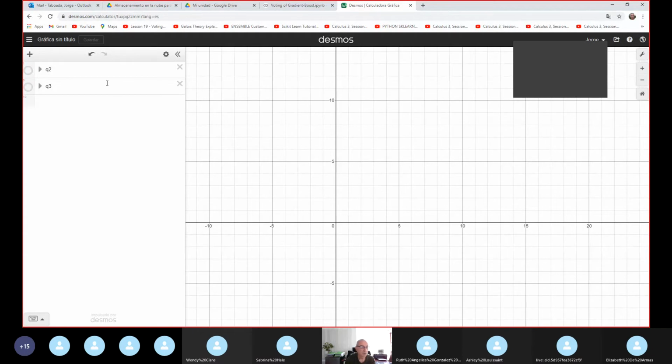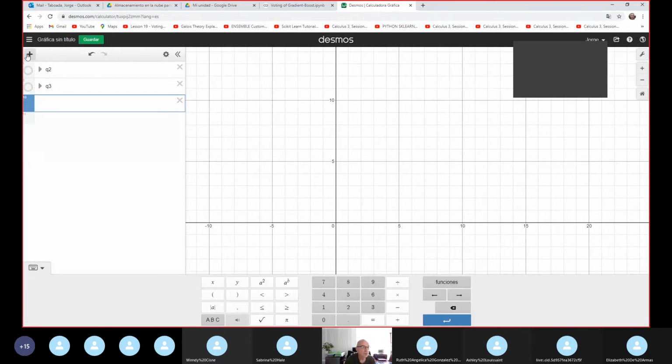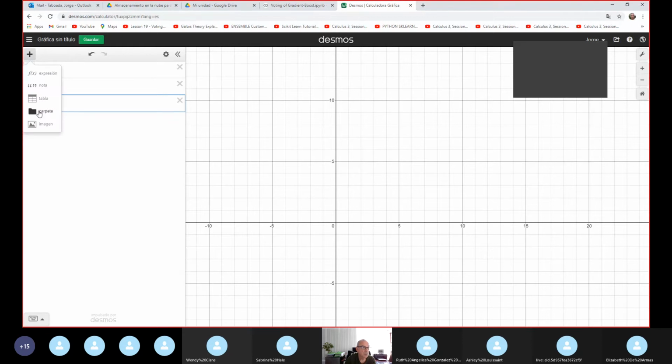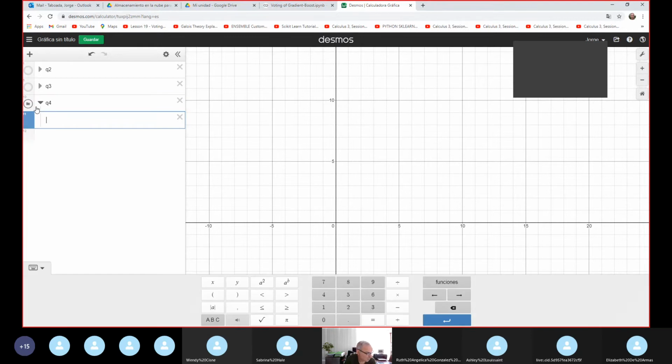Okay, this is question 4, no? Question 4. I create a folder to condense all the information for question 4. First of all, let's copy the equation. You copy the equation exactly the same as given. No change, no algebra.